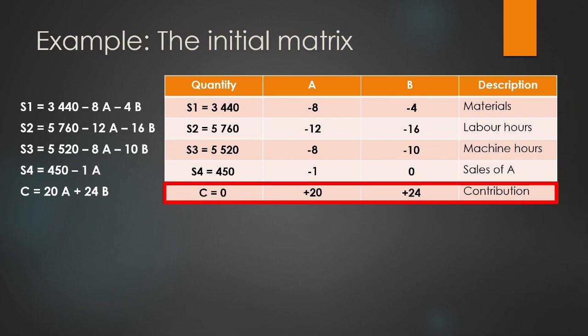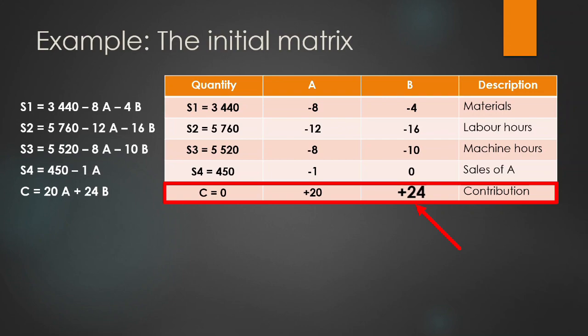So which product should I make first? This is easy. I make the one that gives me the highest contribution. This is product B with a contribution of 24. Once I have selected product B to make, I need to identify which constraint limits its production. To do this, I am going to assume that I only make product B. I will therefore allocate all available resources to product B and see how much I can make.